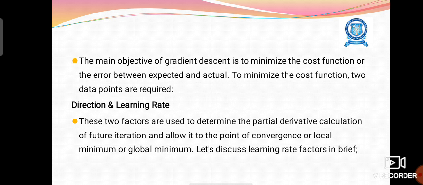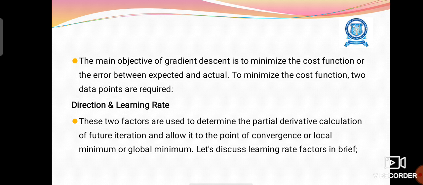The main objective of gradient descent is to minimize the cost function, or the error between the expected and actual values. To minimize the cost function, two data points are required: direction and learning rate. These two factors determine the partial derivative calculation of future iterations and allow it to reach the point of convergence, or local minimum or global minimum.